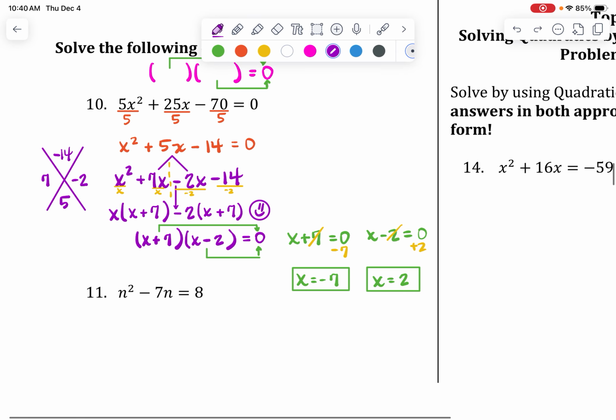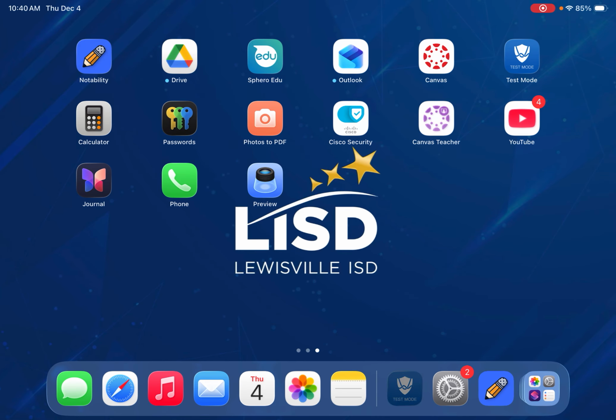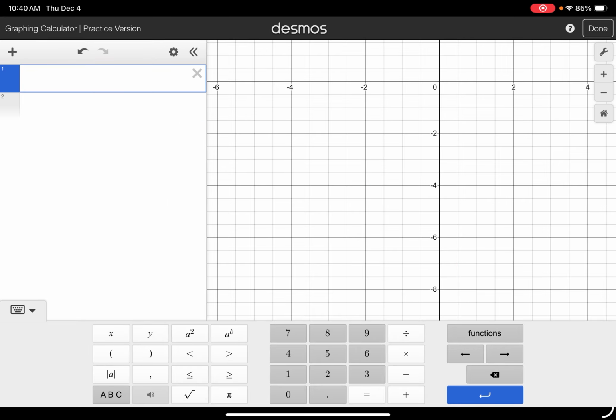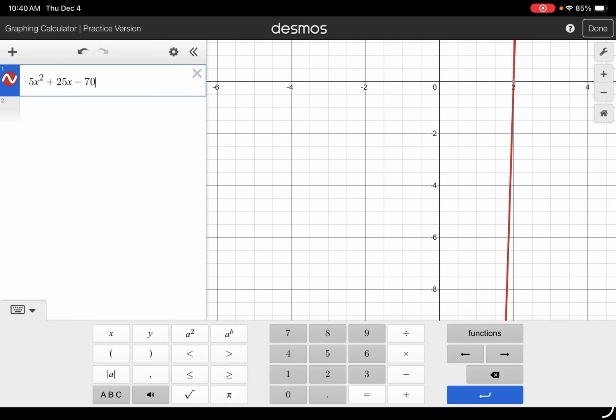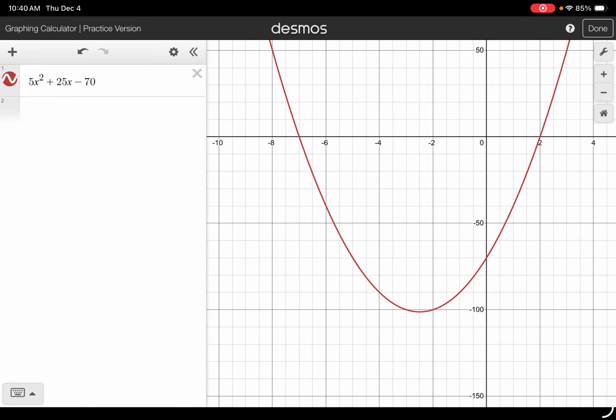Okay. Now, if I were you and I was taking a test that was 60% of my grade in the last 2 weeks of school, then I would totally check my answer in Desmos and make sure that my solutions are, in fact, negative 7 and positive 2. So, I'm going to go to Desmos and I'm going to type in that quadratic function that I started with, 5x squared plus 25x minus 70. Now this graph is going to be huge because the y-intercept is negative 70, right? So I'm going to finagle that and move it around. And looky there, positive 2, negative 7.